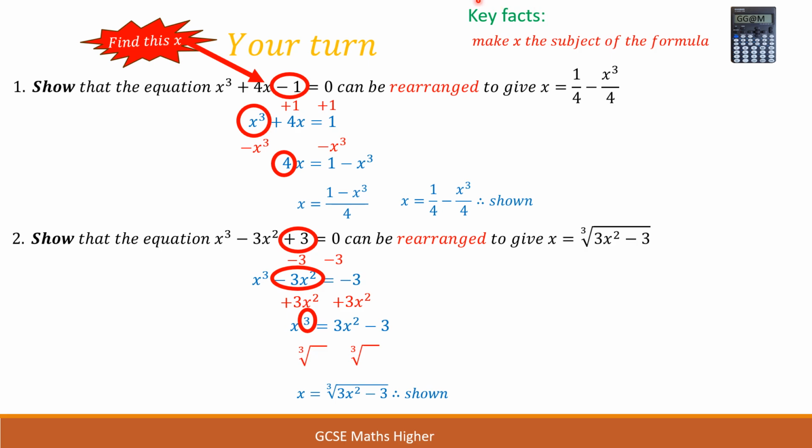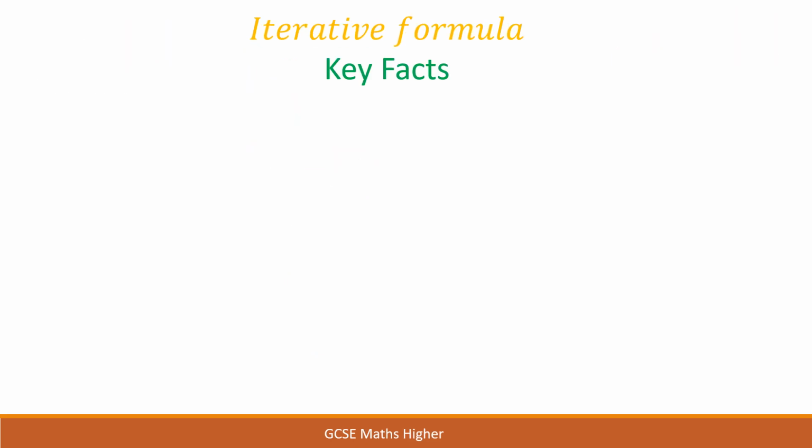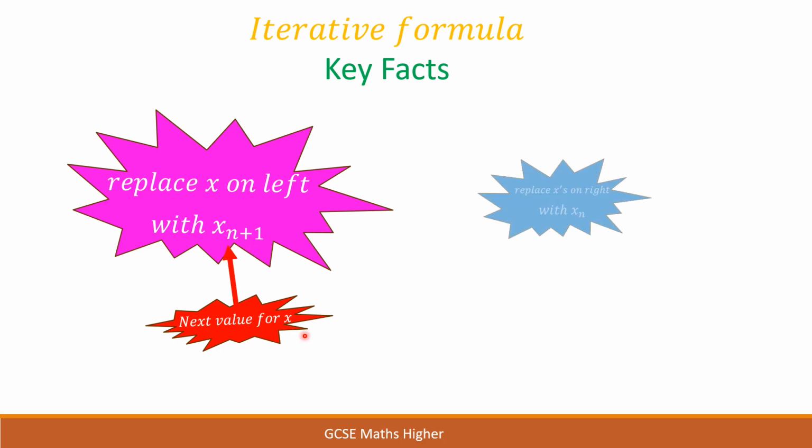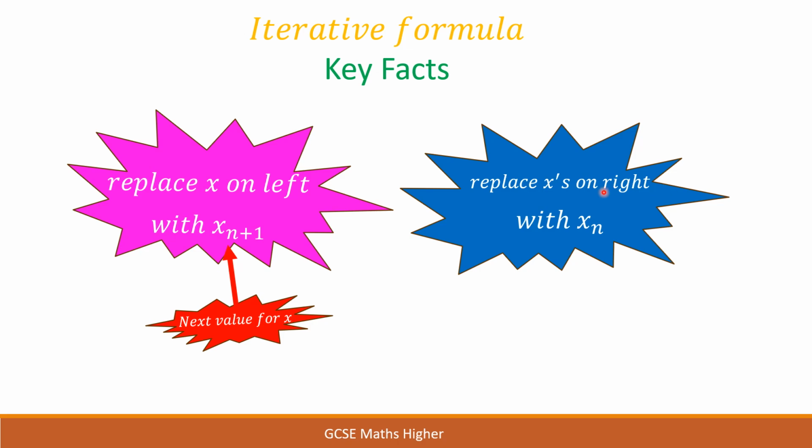Well done, great work. We're now going to show you how to turn this equation that you've just rearranged into an iterative sequence or iterative formula. Now the key facts to turn the equation we've just seen into an iterative formula are that we take the x which is on the left hand side and replace it with an x n plus 1. This will give you the next value for x. So this is the notation we use in our iterative formula. Any x on the left hand side is replaced with x n plus 1 and this will give you the next value for x.